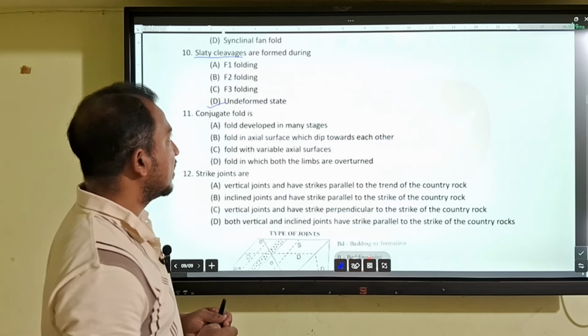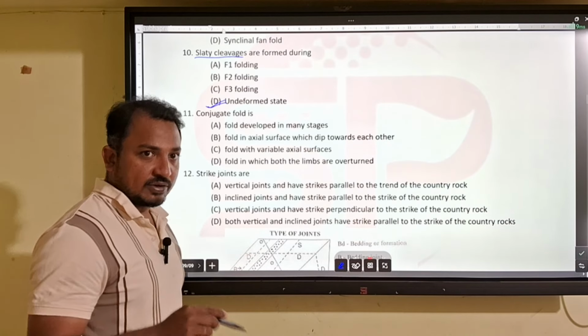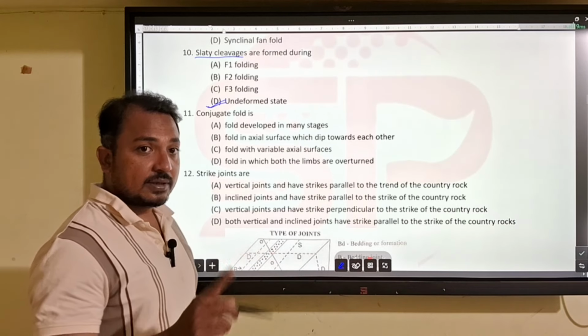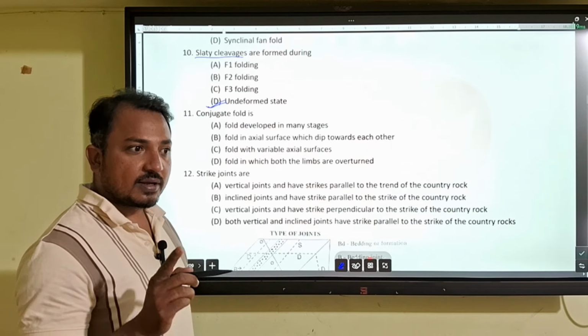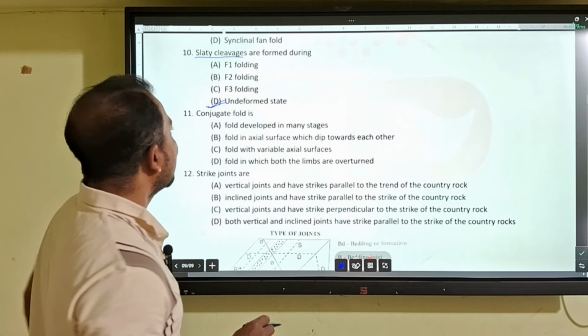If any foliation is produced, and after formation of the foliation it undergoes another phase of deformation, that is folding, then it is called a crenulation cleavage. That's why slaty cleavage cannot be formed by any folding event. So the answer will be the undeformed state. If it is deformed, then it will produce a crenulation cleavage.